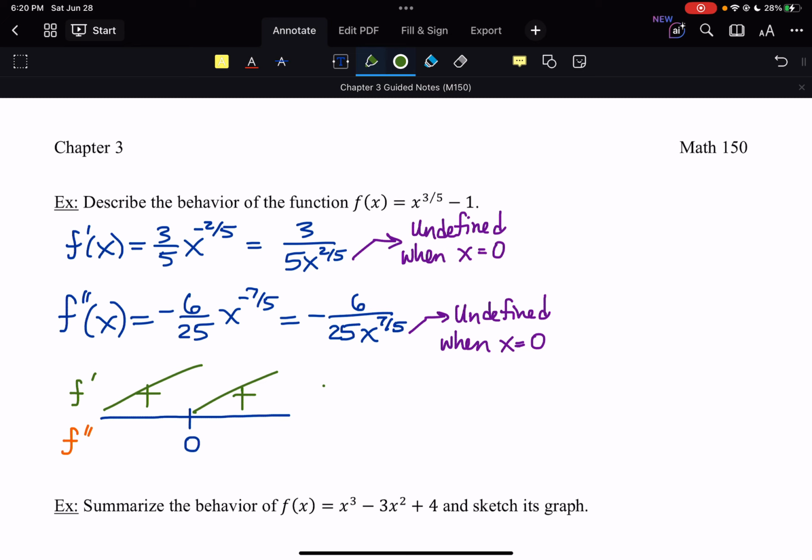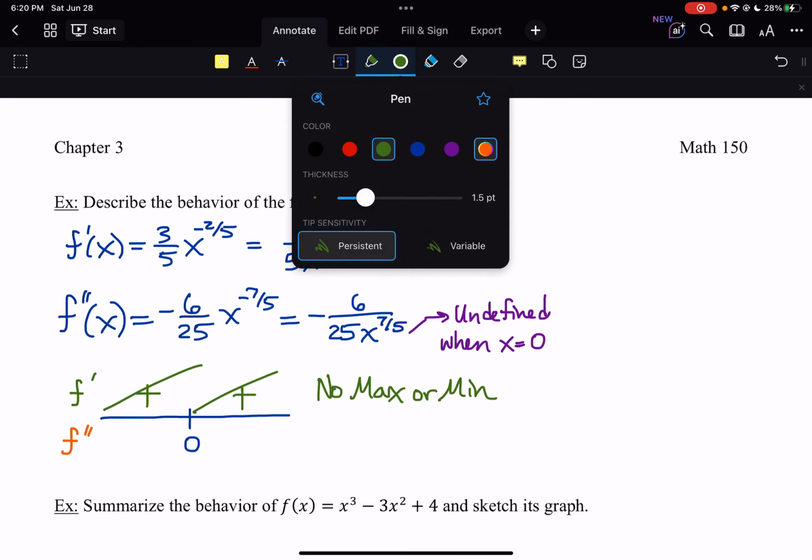So what this means is there is no max or min for this function, because we're going up and then stopping and then going up some more. Okay, or not quite like that, because that would be a horizontal tangent, but we have an undefined value in between. We'll take a look in just a second.